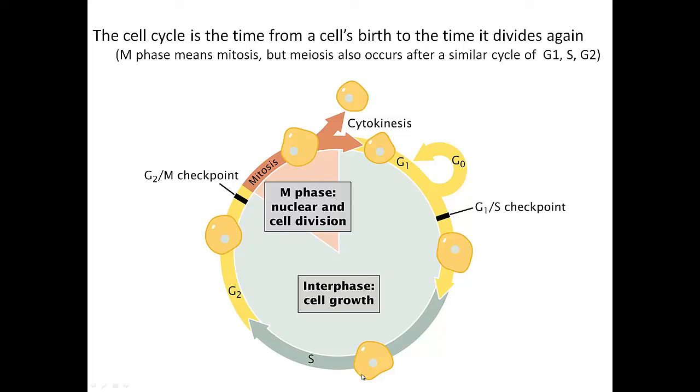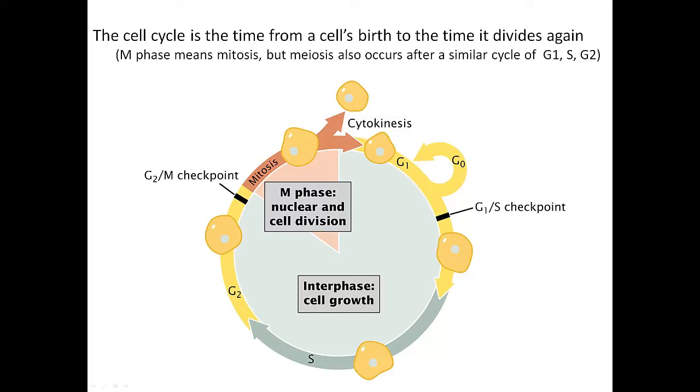S stands for synthesis, and that is the time during which the DNA is replicated. So DNA replication is a process that we're going to talk about in much more detail later in the course. After S phase comes G2. So G2 is preparation for mitosis, and then the cell enters into mitosis, and two main things have to happen. First of all, the chromosomes themselves actually divide and separate from each other, and then secondly, cytokinesis occurs.